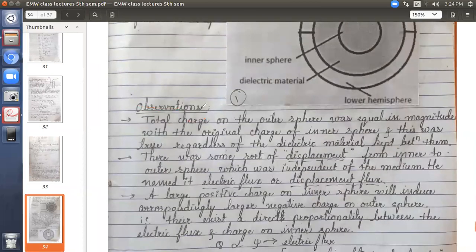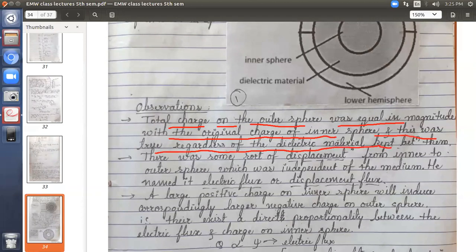Observation: the total charge on the outer sphere, when he measured it, was equal in magnitude to the original charge of the inner sphere. If it was plus q, the outside was minus q. And this was true irrespective of any dielectric material kept in between.